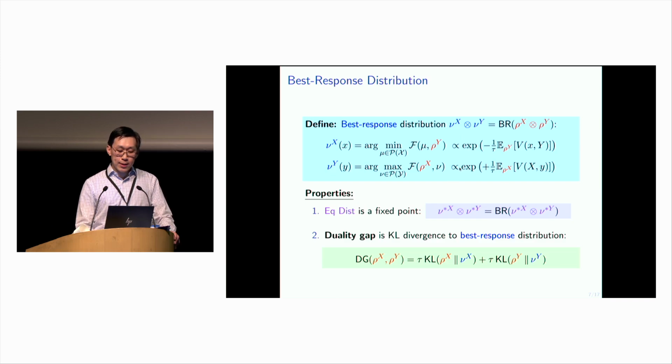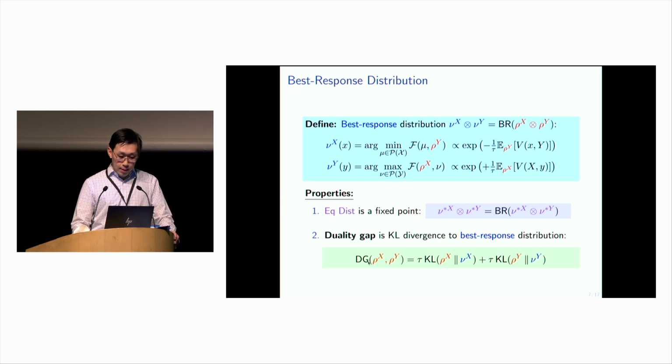Now, under this definition, we can reformulate our problem and say that the equilibrium distribution is in fact a fixed point of this best response map. And moreover, the duality gap of the game is expressed as the KL divergence between our distribution and the best response distribution. So therefore, to prove convergence to the equilibrium distribution, we want to show that this duality gap converges exponentially fast.